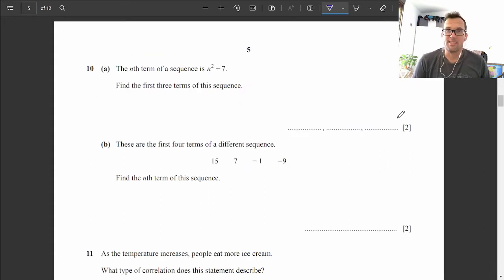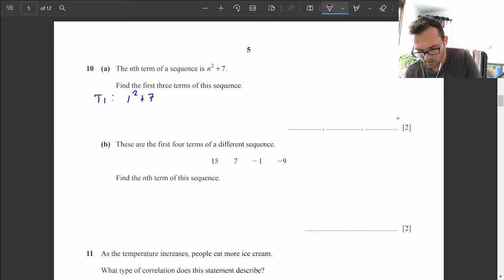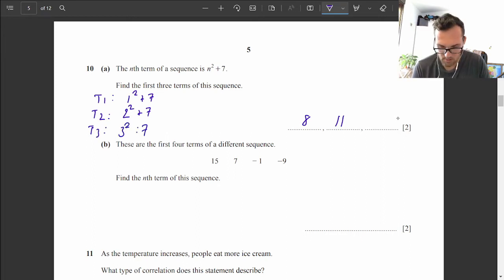Question 10a, sequences. First, writing the first 3 terms. So for term 1, we'll put a 1 where the n is, so that's 1 squared plus 7, which is 8. For term 2, put the 2 instead of the n, so that's 2 squared plus 7, that will be 11. And for term 3, that goes over with 3 squared, which is 9 plus 7, 16.